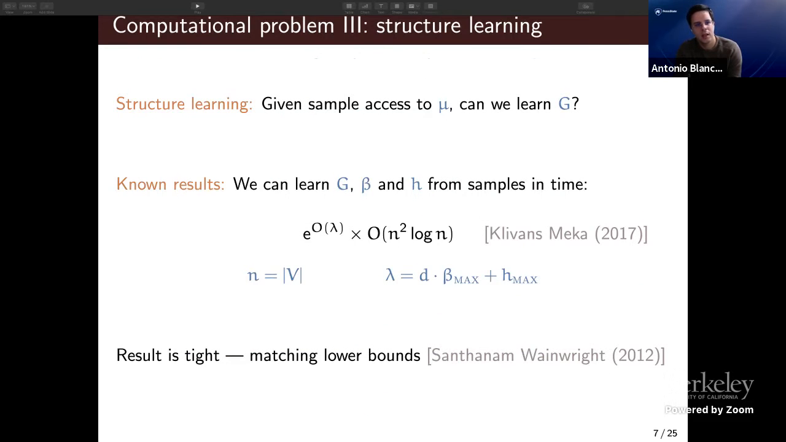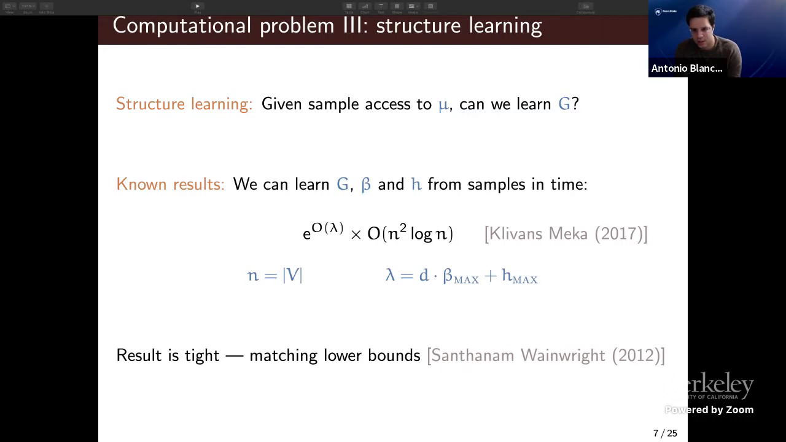Okay, so the third problem, and this is a problem that is more relevant to the theme of this workshop, is the structural learning problem. Here we're given sampling access to the Gibbs distribution, and we hope to learn the graph G. We now have an algorithm for this problem. Given samples, we can learn not only the graph, but also the parameters. We can also learn beta and learn H.